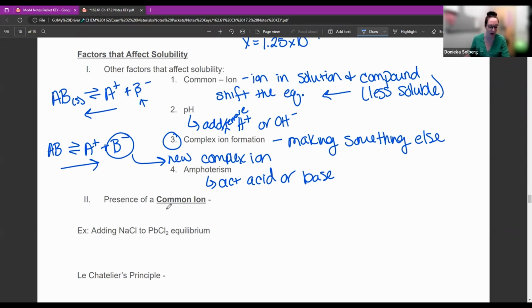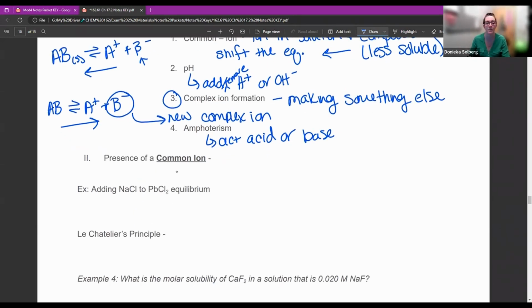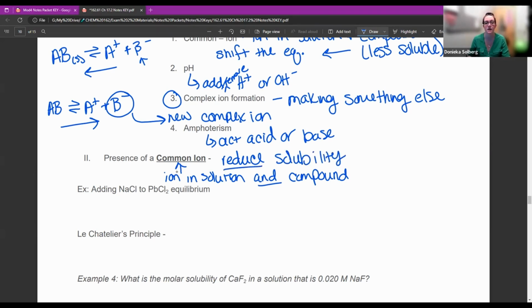First, we're going to start with a common ion. If I add a common ion, again, an ion in the solution that is also in the compound, so if it's the same ion, it's going to reduce solubility. Just like what I said above, essentially it's a Le Chatelier's thing. If I add in some B minus, it's going to shift to the left, so make more solid, so it's actually going to be less soluble. We are going to test this in the lab. You should get it to be less soluble if you have a common ion in it already.